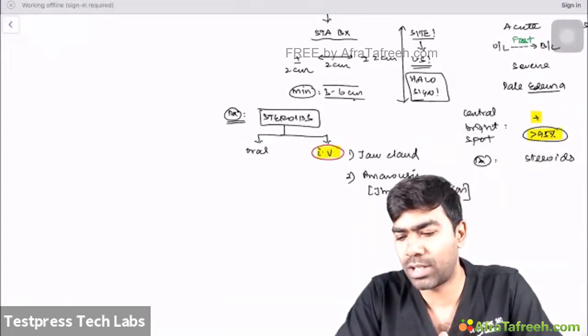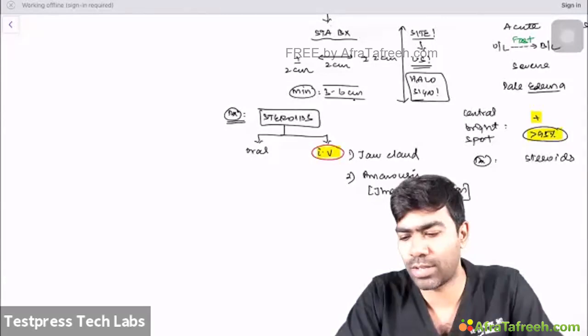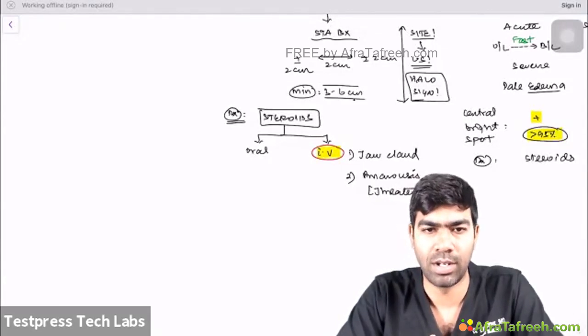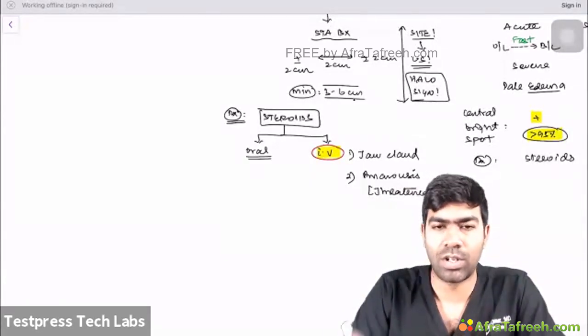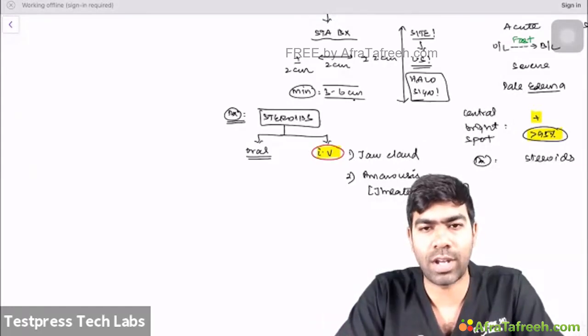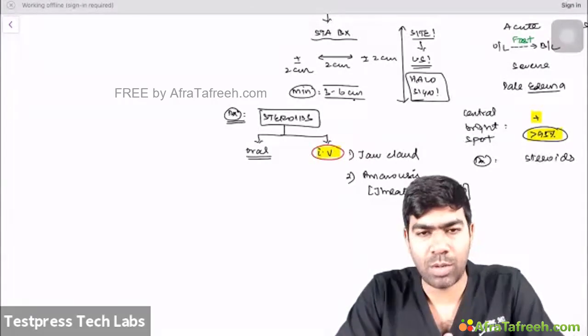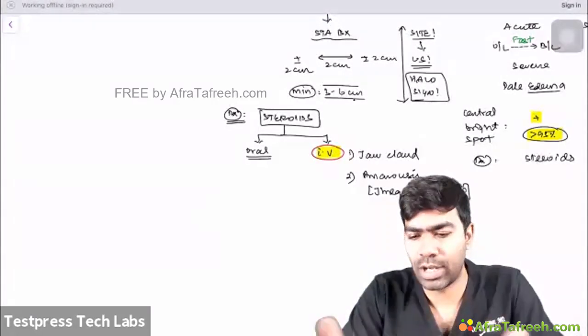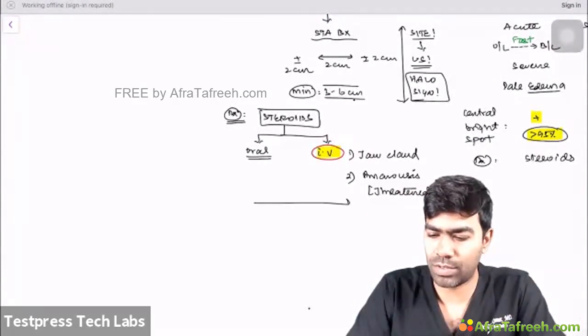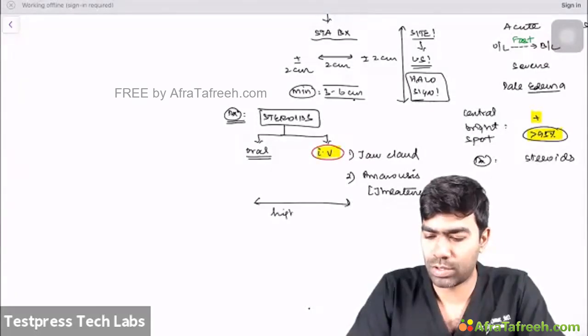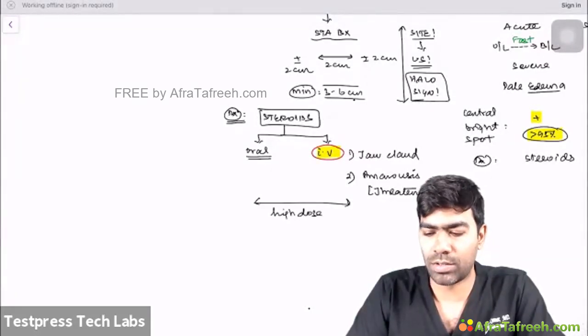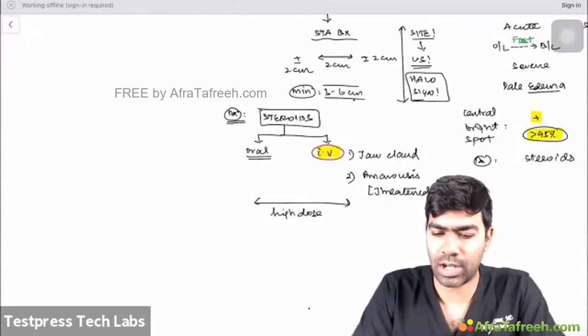But apart from that, there is no indication for IV steroids. Suppose the vision is completely gone, then in that setting you can go for oral steroids as well. No need to really go for IV steroids in this setting. Whenever you give steroids, you need a high dose. If you don't have a sustained remission, then you can try alternative drugs.